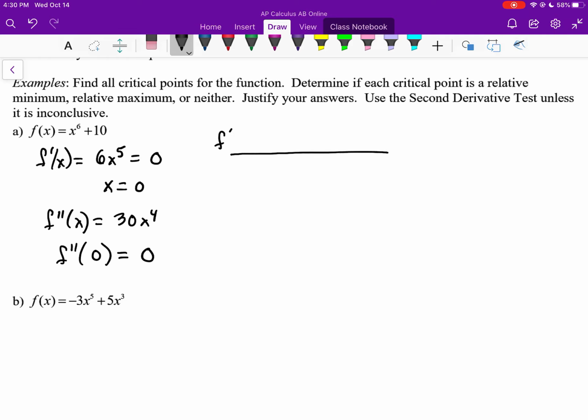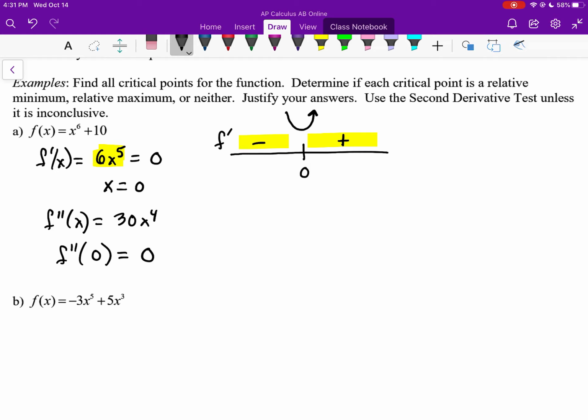I'm going to analyze my first derivative. I have a critical point at 0. And if I look at my function over here, if x is a negative number, you're going to get negative. If x is a positive number, you're going to get positive. And we are going to get a relative minimum. My function was going down, then my function went up. It was decreasing. I say f was decreasing, then f was increasing.